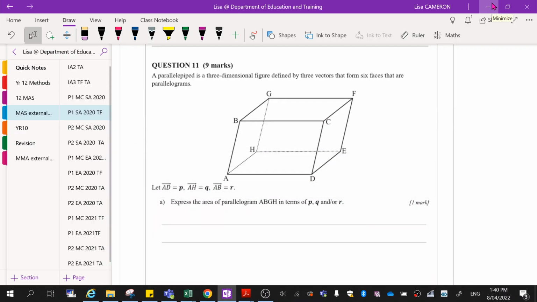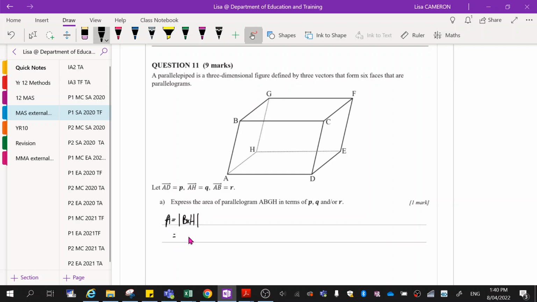Okay, so when we are looking to express the area of a parallelogram in terms of this, all it's really doing is asking us to apply a formula that we know. So the area of a parallelogram is equal to the base times the height. And because we're looking at this in a three-dimensional figure, we want to take the magnitude as well. So make sure that it's not in terms of i's and j's. Okay, so that'll stop it from being vectors.